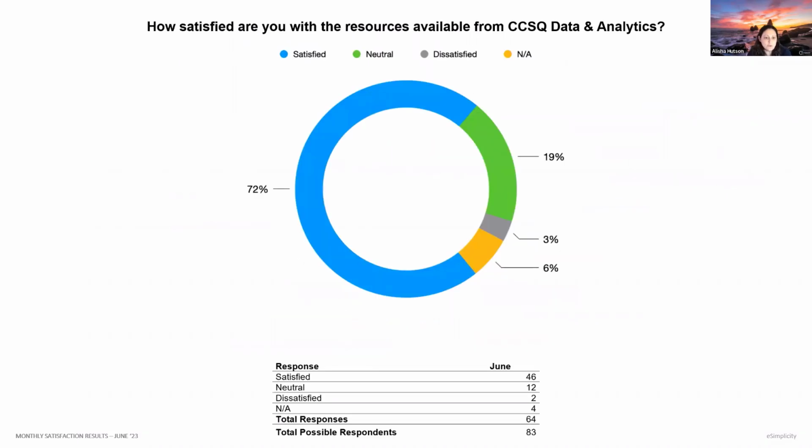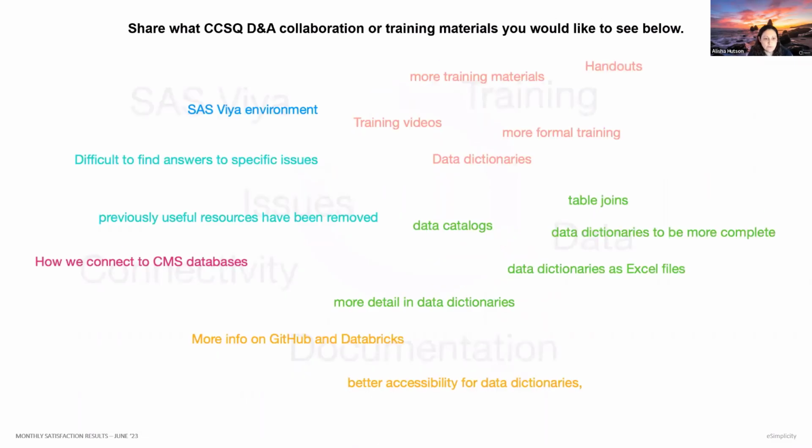Next slide. Okay, for the question, how satisfied are you with the resources available from CCSQ data and analytics? 72% of users reported they were satisfied, 19% neutral, 3% dissatisfied, and 6% not applicable. So again, here's a word cloud with the written responses regarding what you would like to see more of in terms of training materials. We will use this to guide upcoming town halls, newsletters, knowledge-based articles, training videos, etc. There are quite a few things here related to data, documentation, connectivity, system issues, VIA itself, and then additional things in training. So we appreciate the feedback on that.